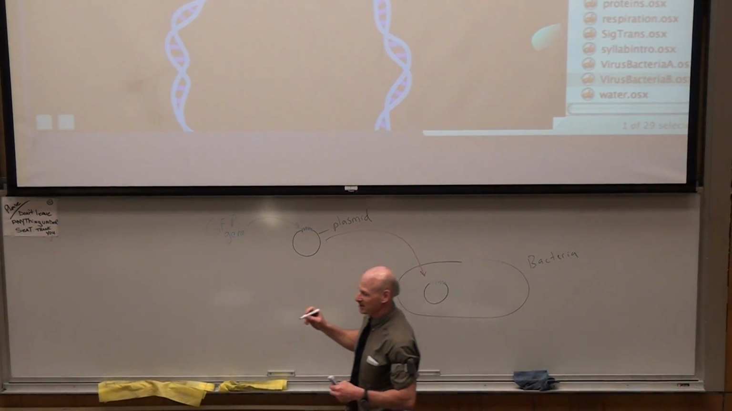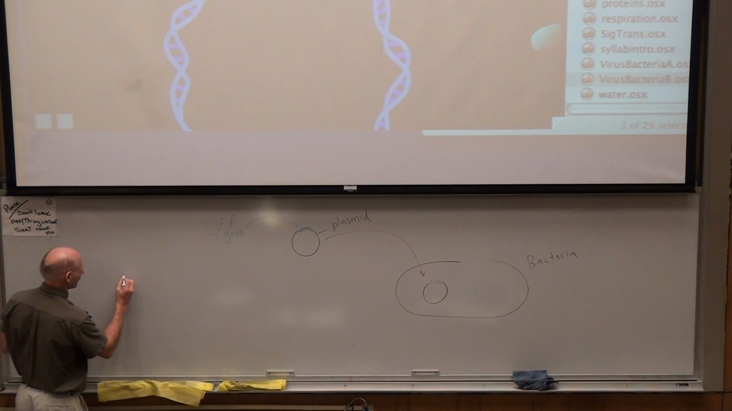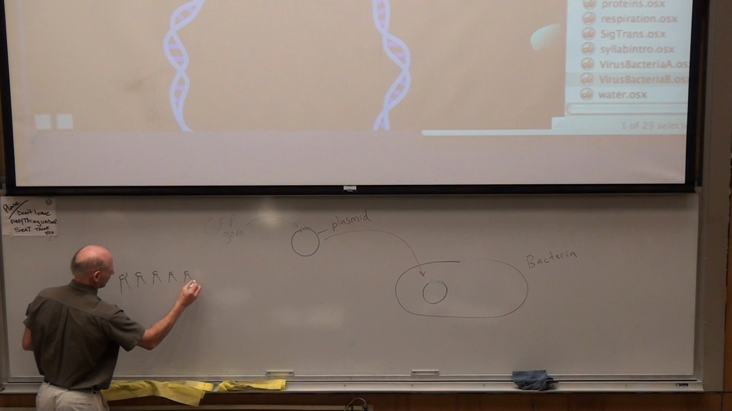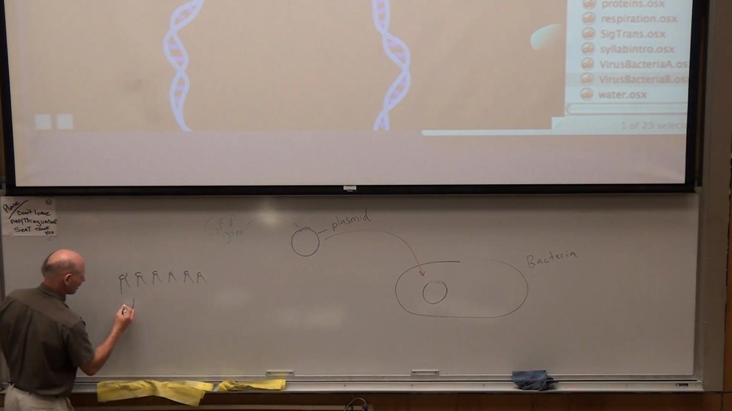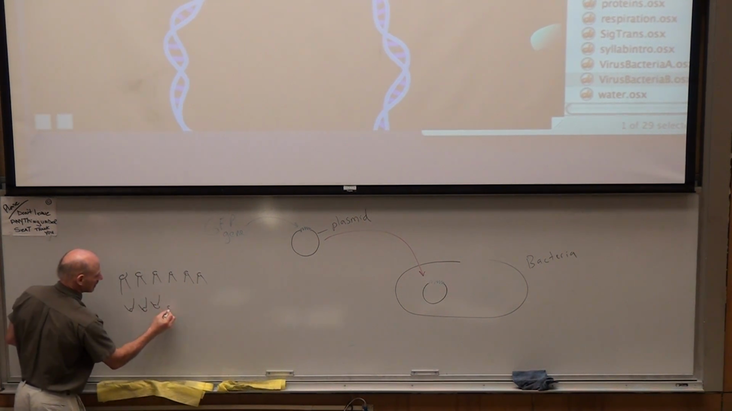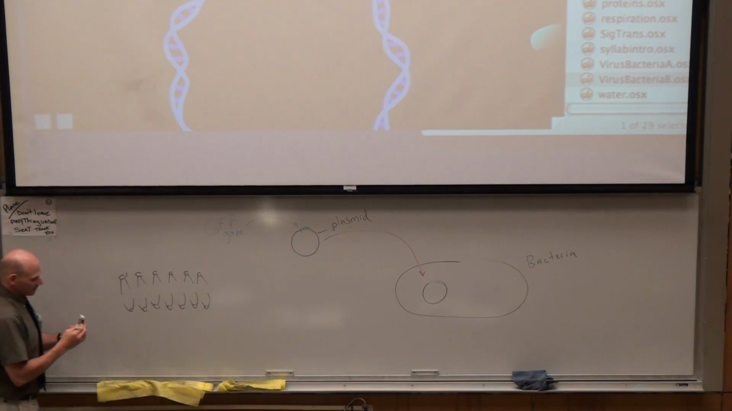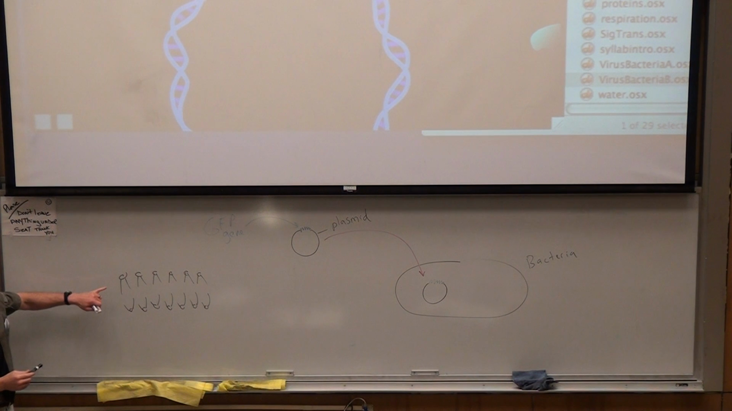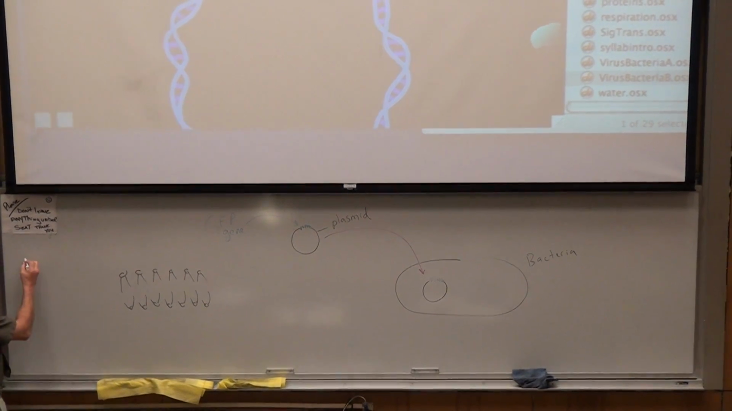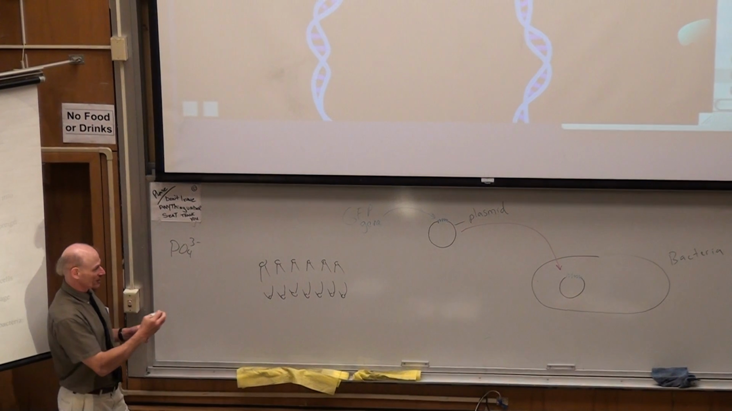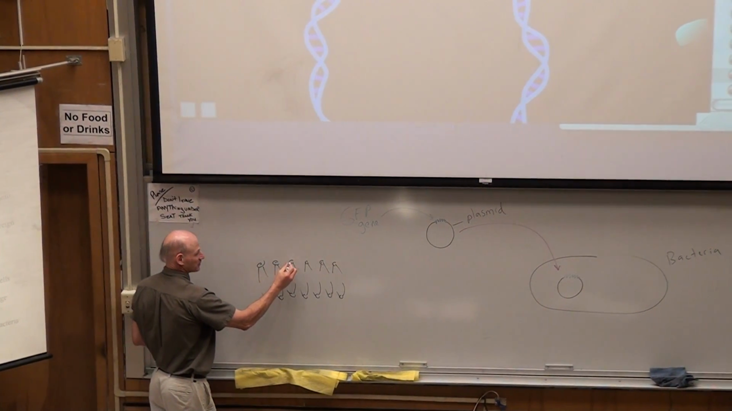What I'm going to draw next is part of the bacteria's membrane. Here are the phospholipids of the bacteria membrane. Who remembers the ionic charge on the phospholipids? Positive or negative? Negative, right. They're phospholipids, they have phosphate functional groups, and phosphates are always negatively charged. So all these guys have negative charges on them.